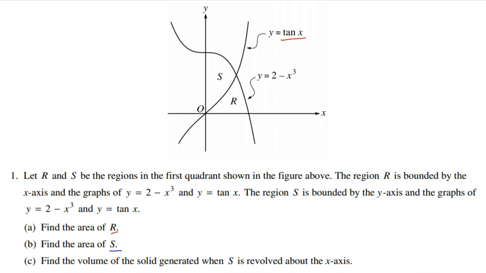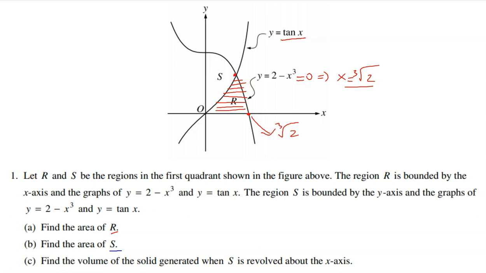So basically if I want to find the area of R, I have to first find this x-intercept. We know that an x-intercept happens when the y coordinate is 0, and this curve y equals 2 minus x cubed is passing through the x-axis. So if I set this equal to 0, we can easily figure out that x value, which is going to be equal to cube root 2. So this x coordinate is cube root 2.